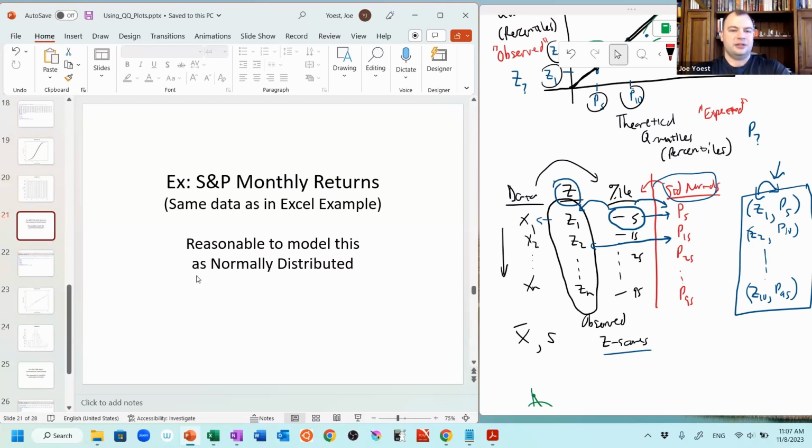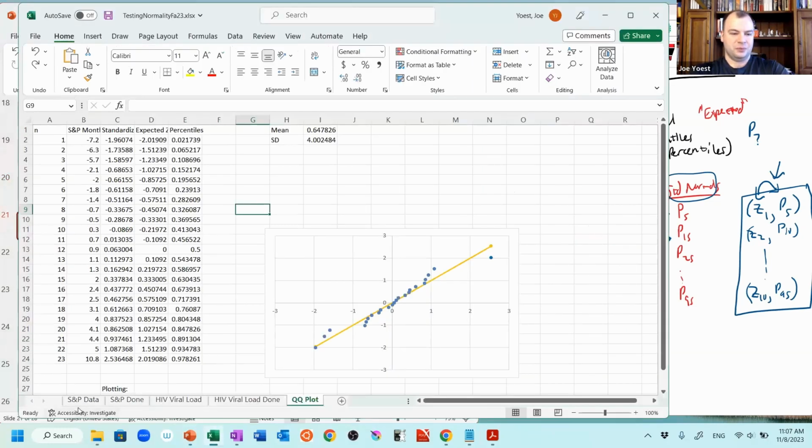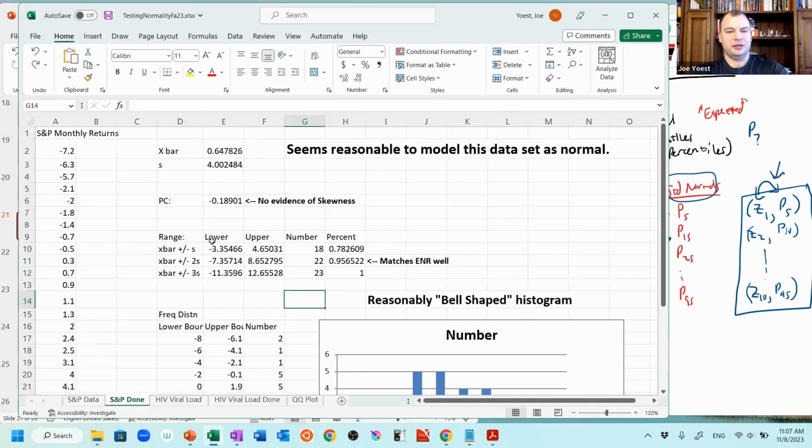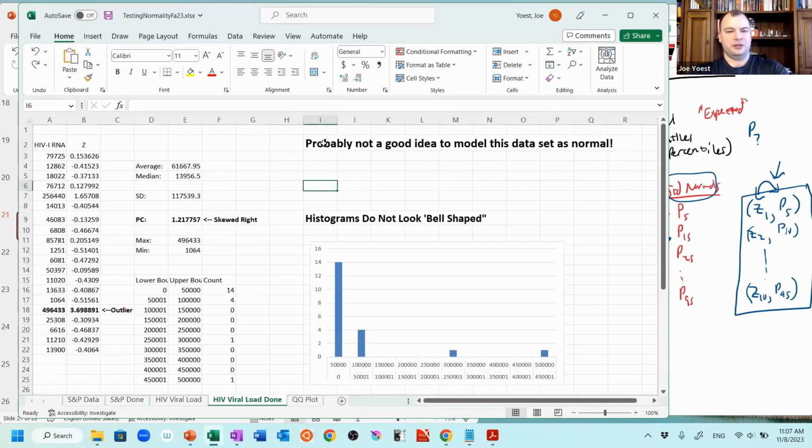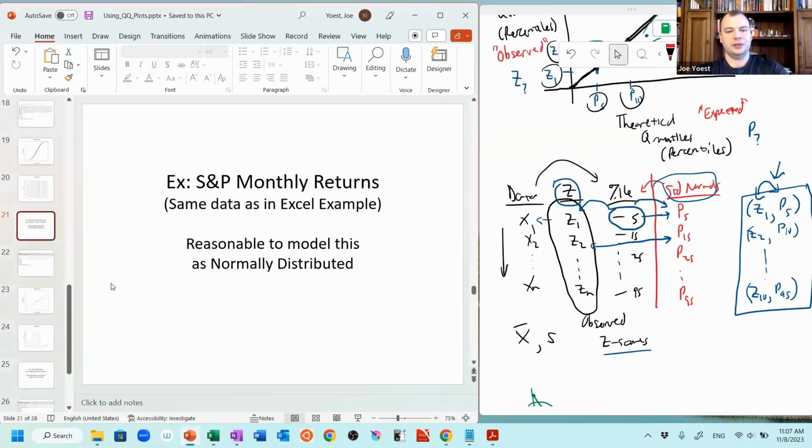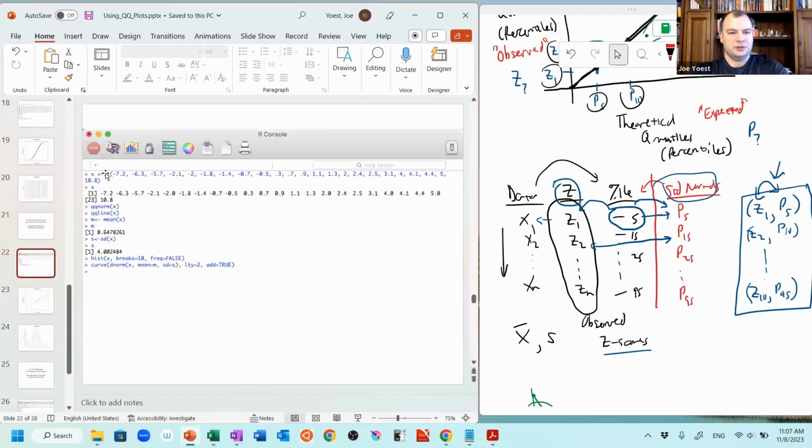And now we're going to look at the QQ plots for the two data sets that we looked at here. We looked at the S&P data, which we thought was probably reasonable to model as a normal. And we looked at the HIV viral load data, which we thought was probably not reasonable to model as a normal. So if we input this actual data into a variable X, and then we do the same thing, QQ norm, QQ line, make a histogram and a normal curve.